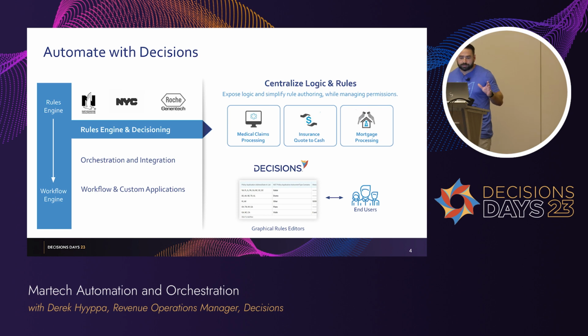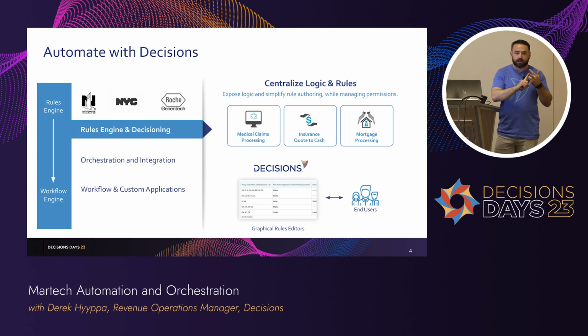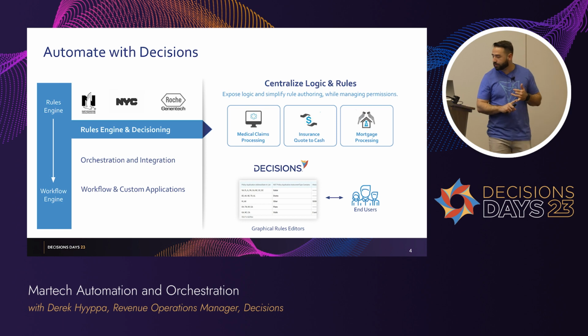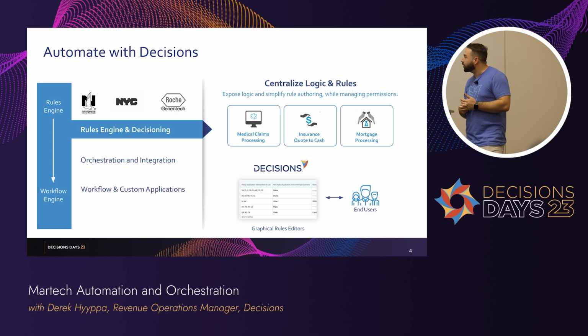Just a little background, there are three main areas of Decisions. It's the rules engine, our integrations and orchestrations, and then our workflow and custom applications. You can see for our rules engine, some examples of customers that we have. We have Nationwide Insurance, Roche Genentech. These are examples of why you would use the rules engine, like medical claims processing.